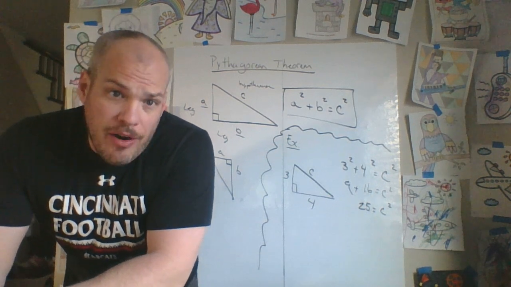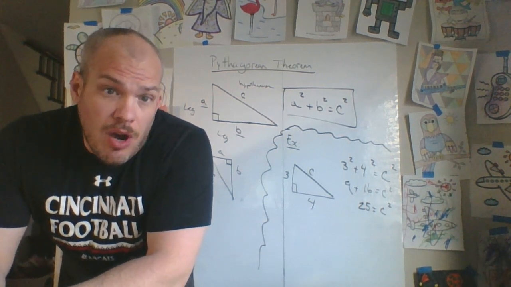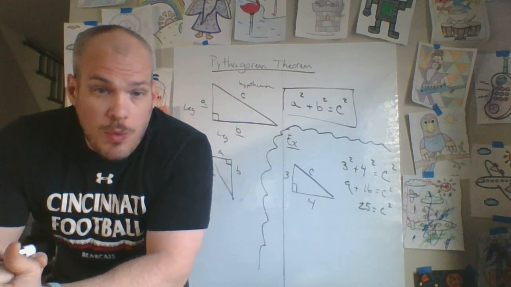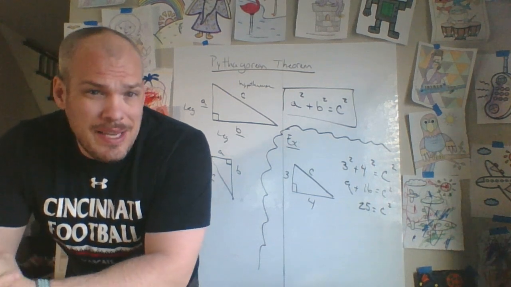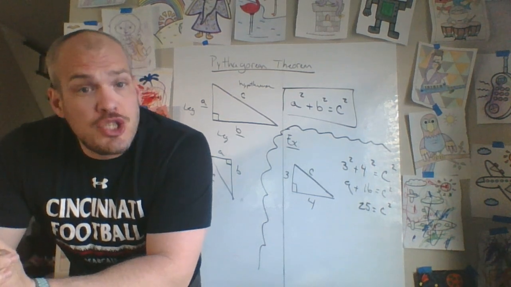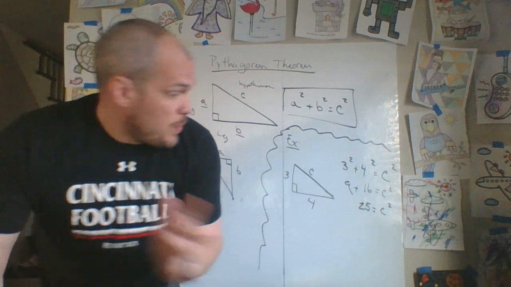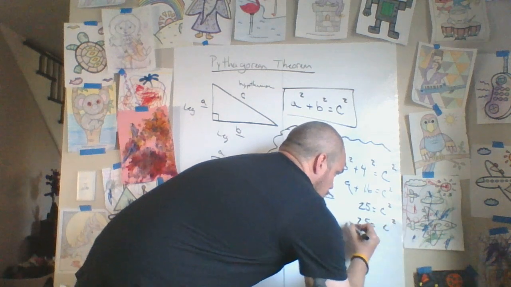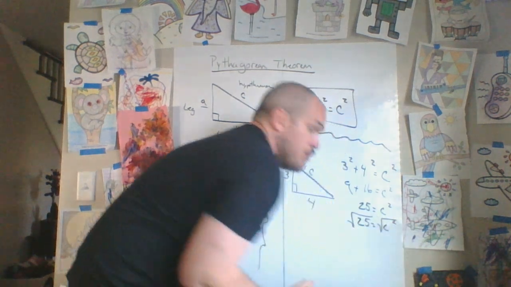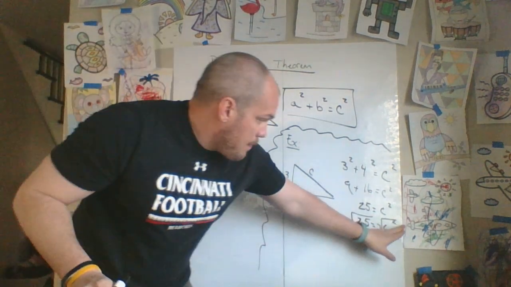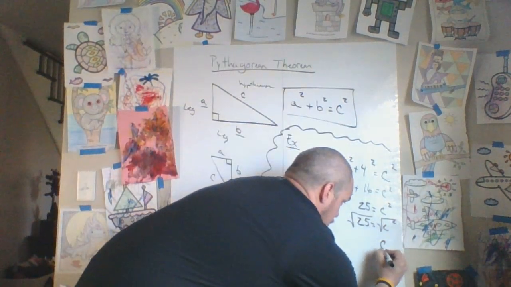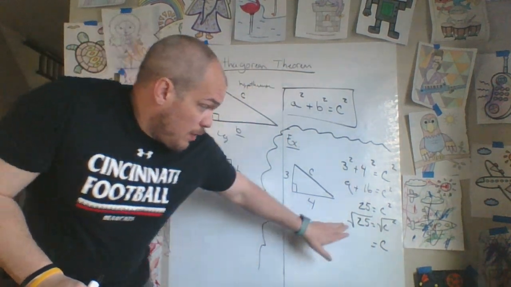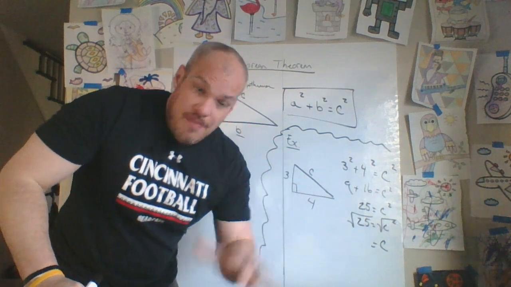We need to undo a square. And last unit, sorry, this unit, the first half of this unit, we talked about how we undo a square. What's the opposite of squaring something? Well, the opposite of squaring something is square rooting it. So we are actually going to take this equation and square root both sides. We square root 25, we square root C squared. When we square root a square, we end with just C. The square root of 25 is 5.